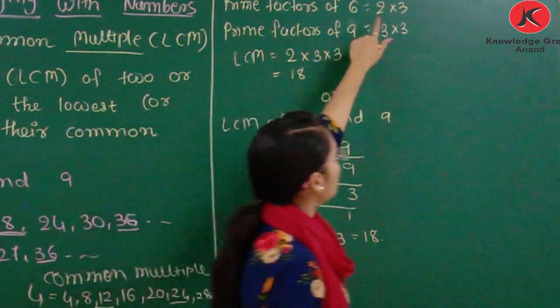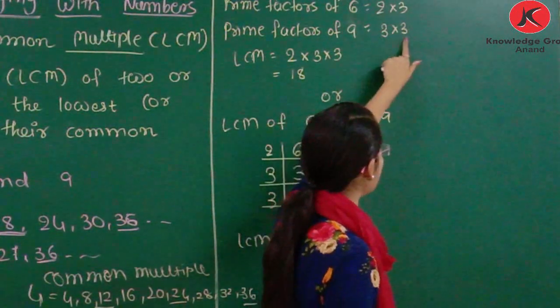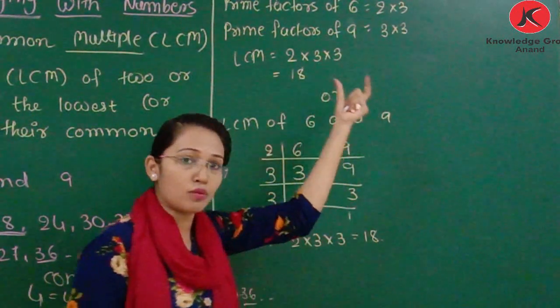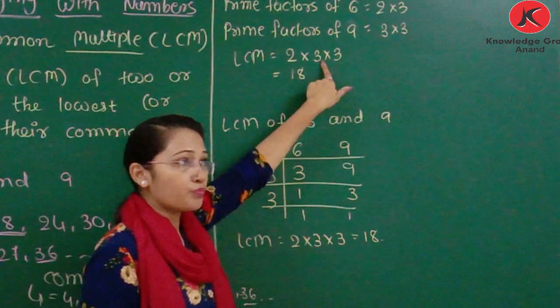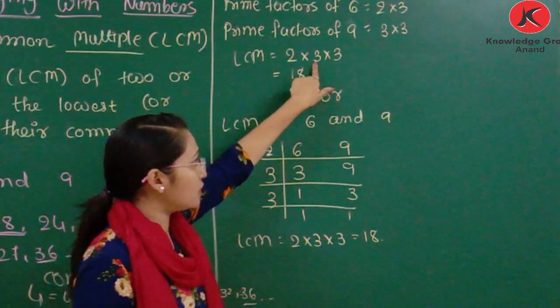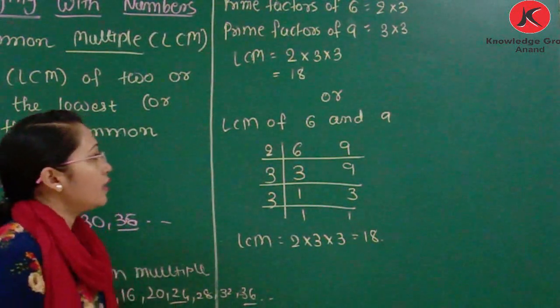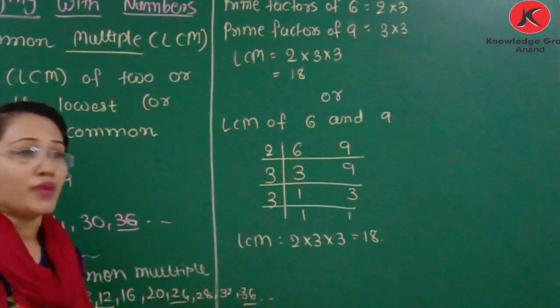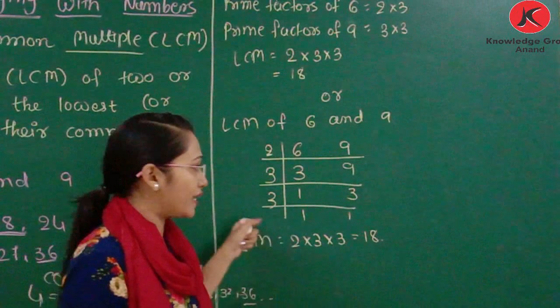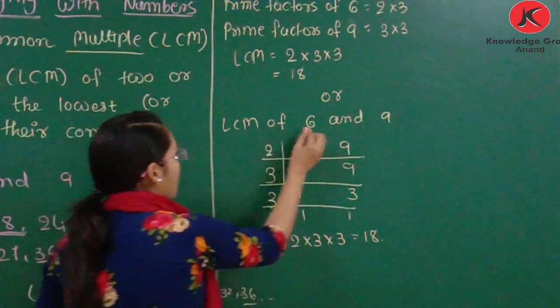So here 2 is repeated one time and 3 is repeated 2 times. So 3 is maximum 2 times, so you need to write it 2 times. Now multiply 2 multiply 3, 6, 6 threes are 18. So LCM is 18. Now also you can find the LCM using the third method, that is LCM of 6 and 9.